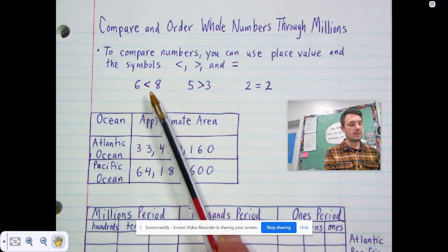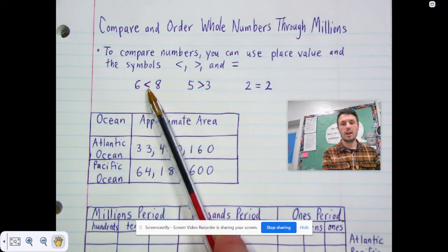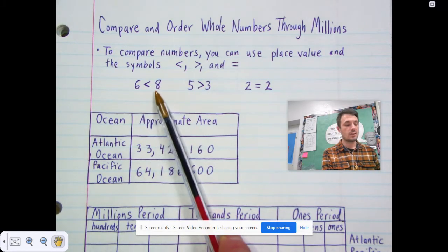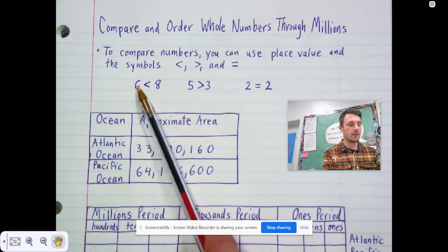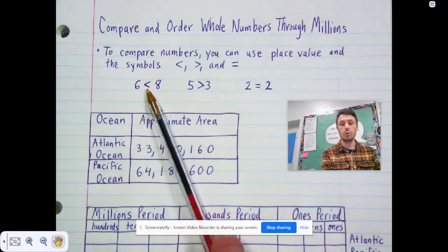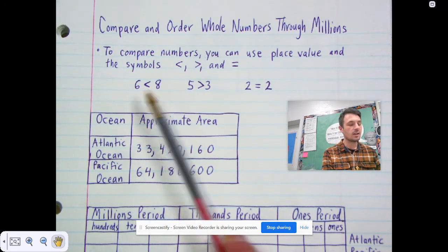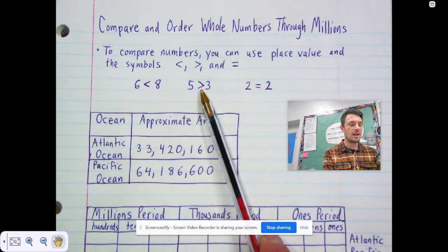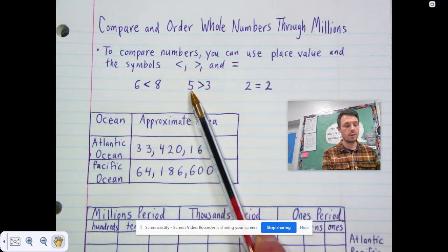And the basic thing about these signs is you picture them kind of like an alligator's mouth, and the alligator always wants to eat more, so he always wants to eat the larger number. So he eats the number that's bigger. In this case, 8 is bigger than 6, and you can see the mouth is open towards the 8. It's wanting to eat the 8. Here we can see 3 is less than 5. The alligator mouth is wanting to eat the 5 because it's the bigger number.